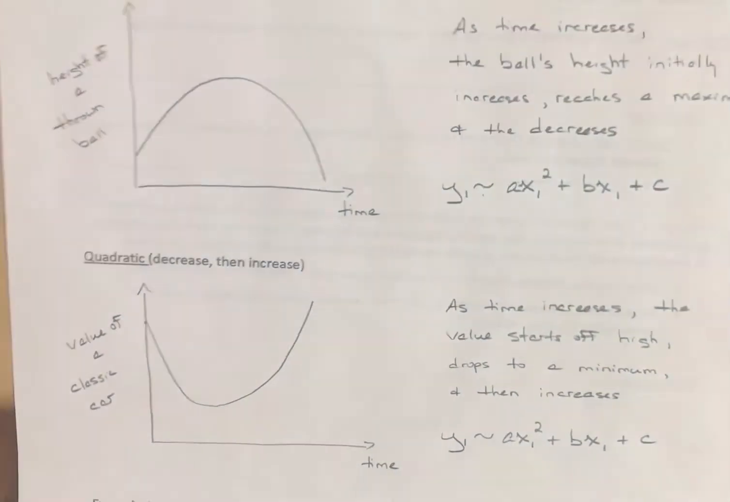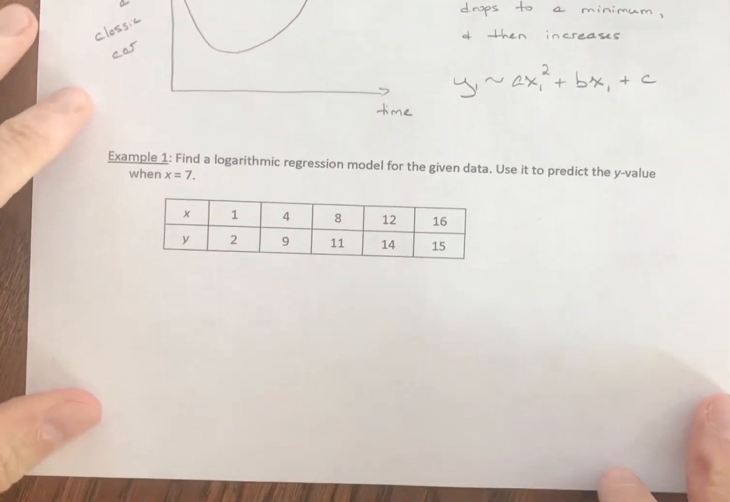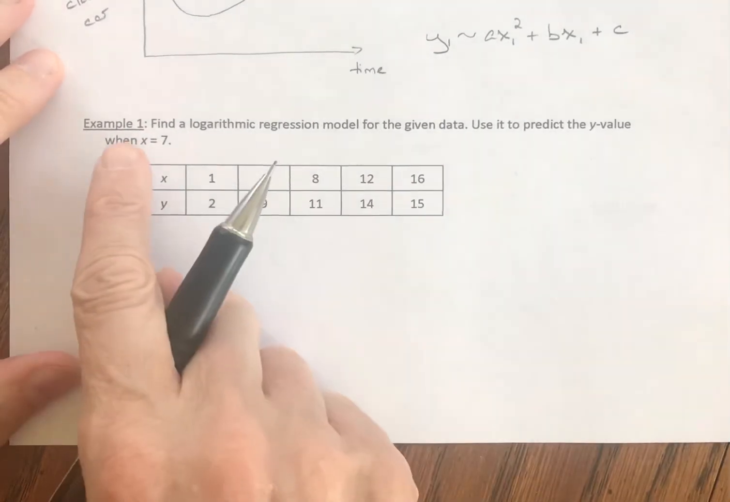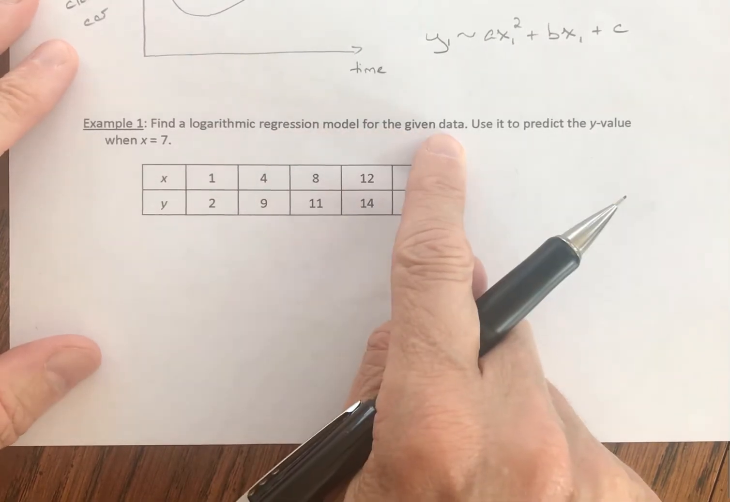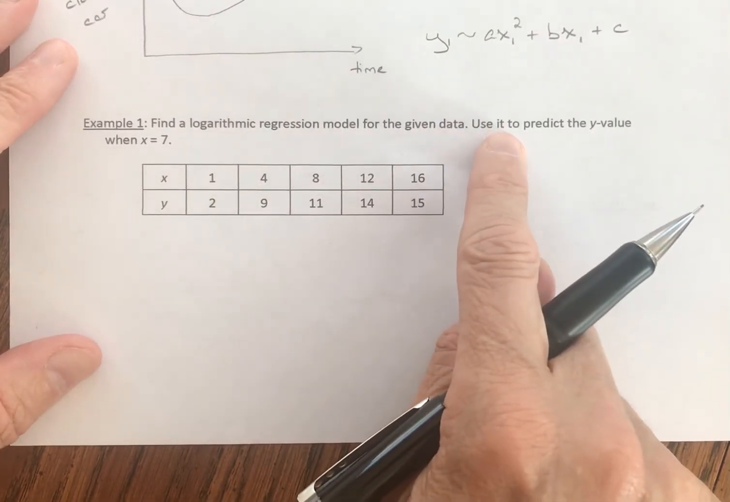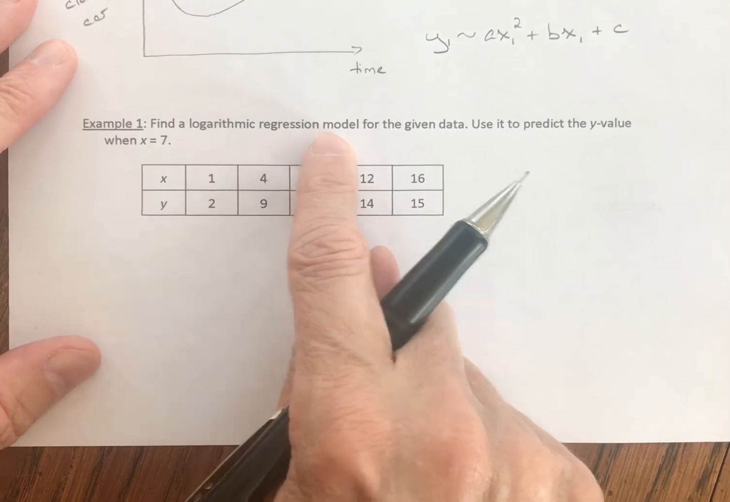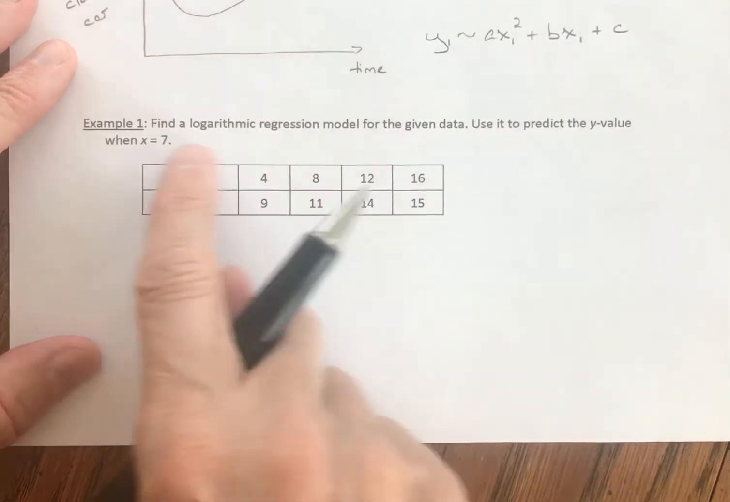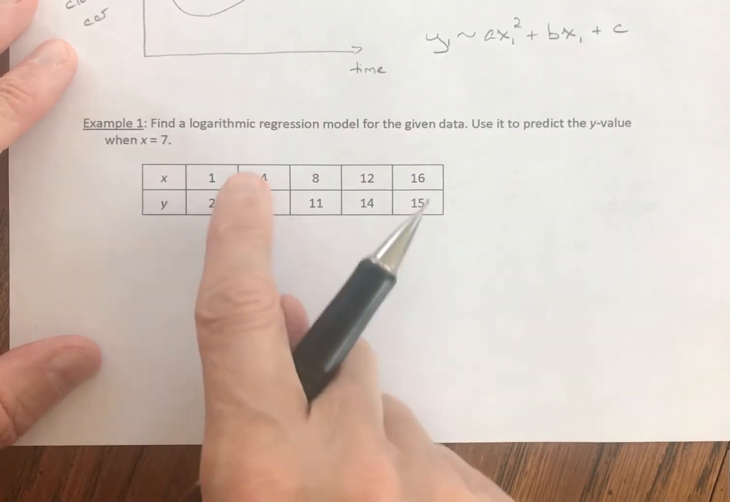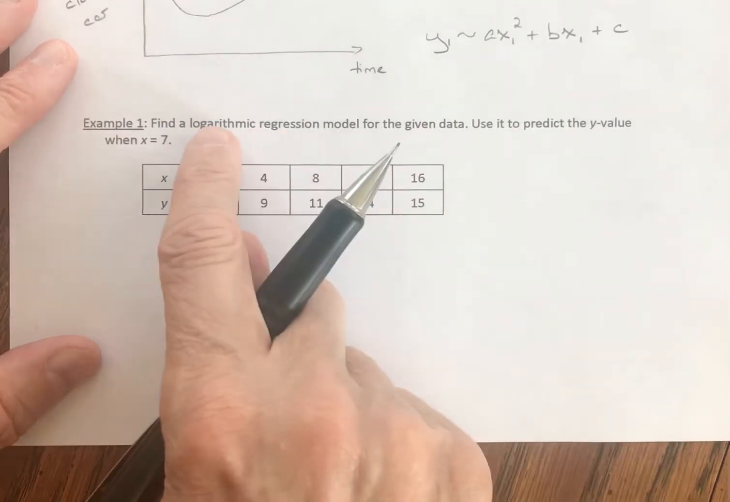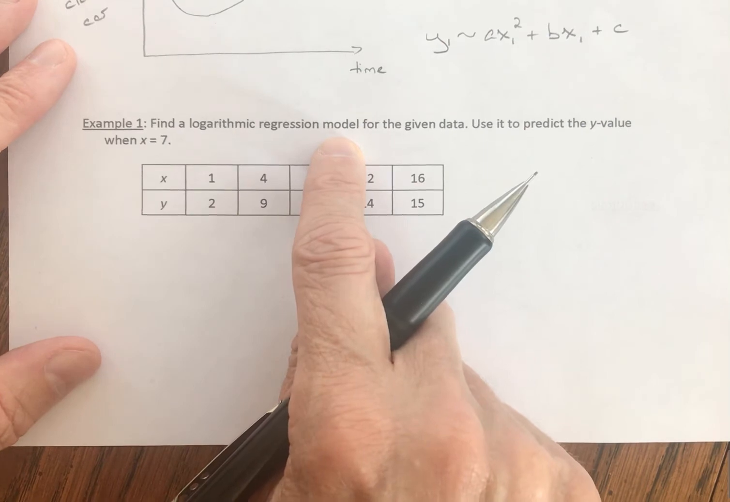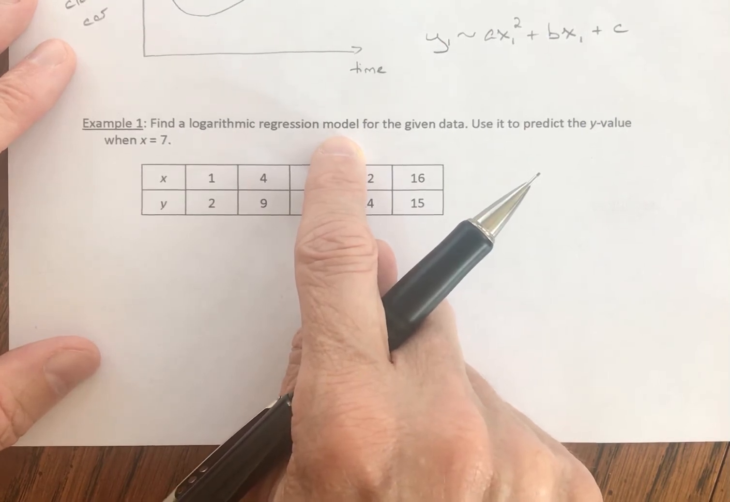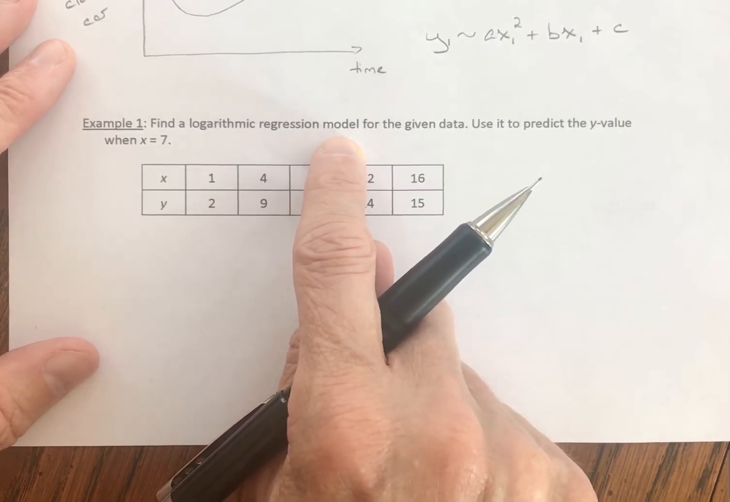Okay, let's do an example similar to what we did with our linear regression. Let's take this off my clipboard. All right. So we want to find a logarithmic regression model for the given data. And then we want to use this regression equation to predict the y value when x is 7. You'll notice in this example, they've told you what regression model to use. That's not always the case. Sometimes you need to plot the data and make the decision for yourself.